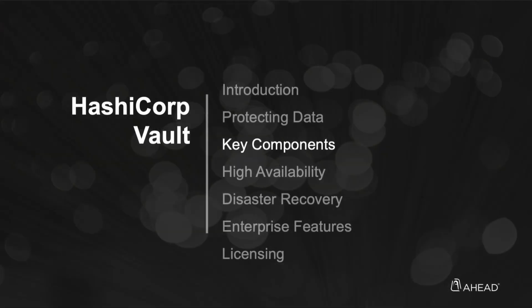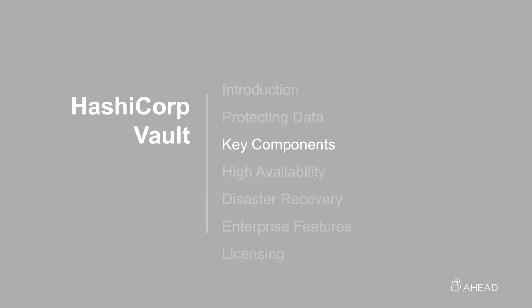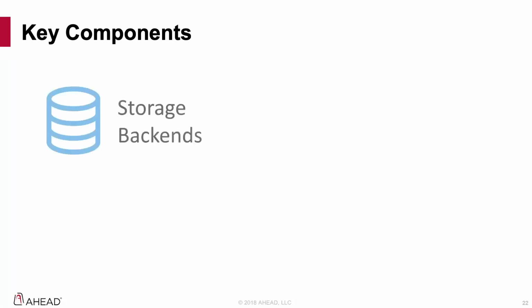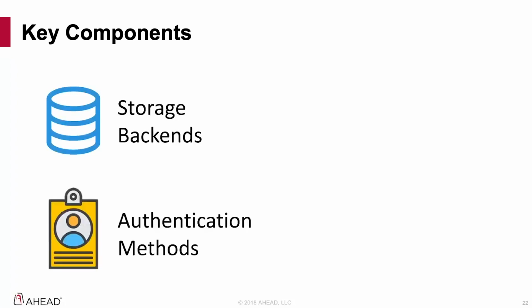So that was how we protect our data. The next piece, we're going to talk about the key components of Vault itself. We're going to talk about the storage backends. So where does the Vault cluster actually store your data? The passwords, any encrypted data, anything you store in Vault. Then we'll talk about different authentication methods. And this means how do I authenticate to Vault itself so I can get access to the data held within.